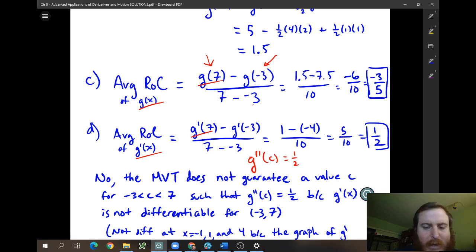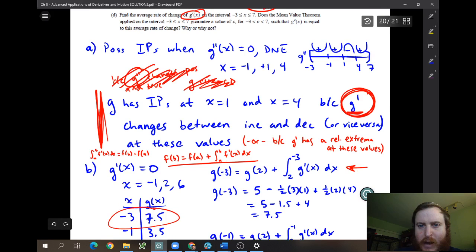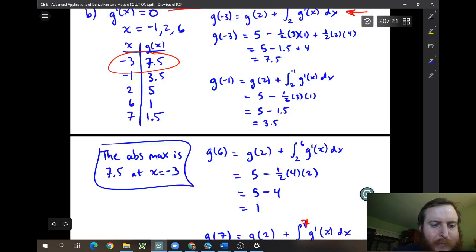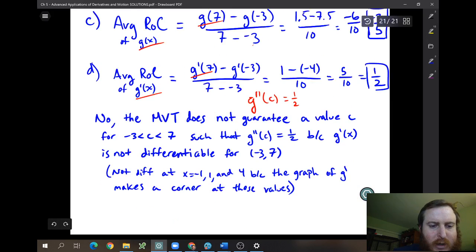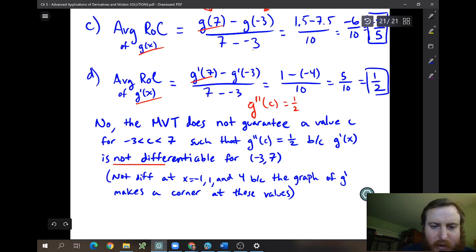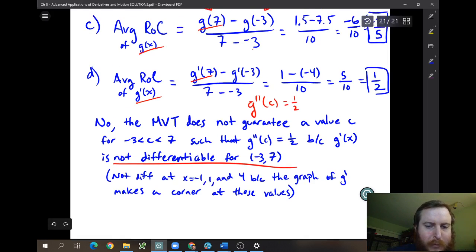Well, g prime is continuous, but it's not differentiable, right? When we look at this graph, we have several corners, 1, 2, 3 corners. So we have 3 points where g prime was not differentiable. That means no, the mean value theorem would not apply because g prime of x is not differentiable on the interval from -3 to 7. If you want to explain that further, it's not differentiable at -1, 1, and 4 because that's where the graph of g prime makes a corner.